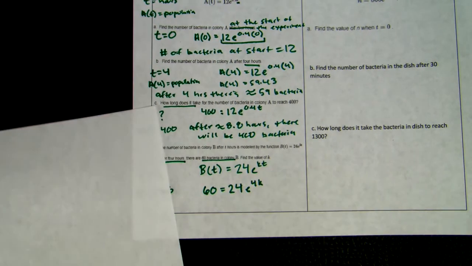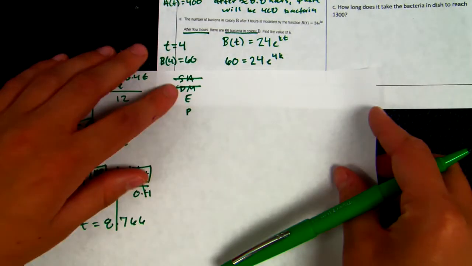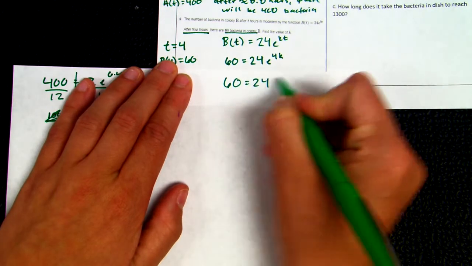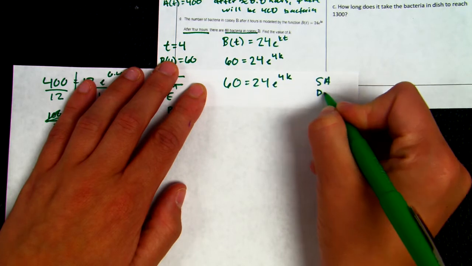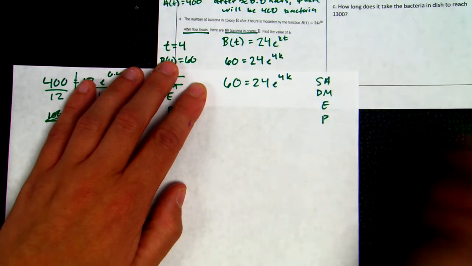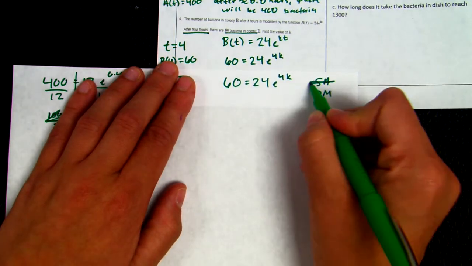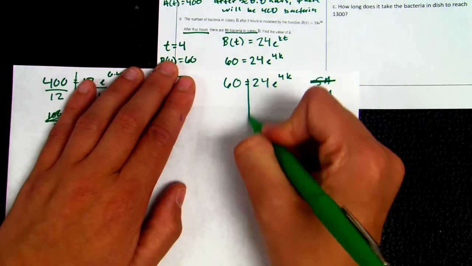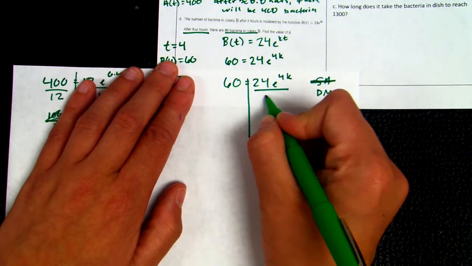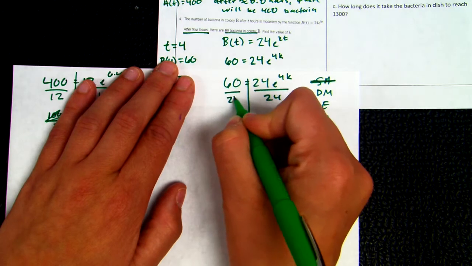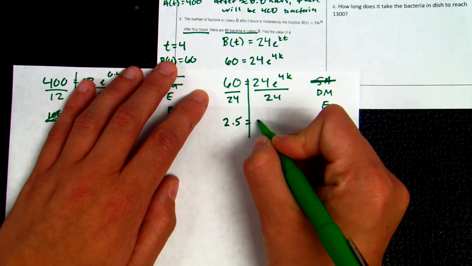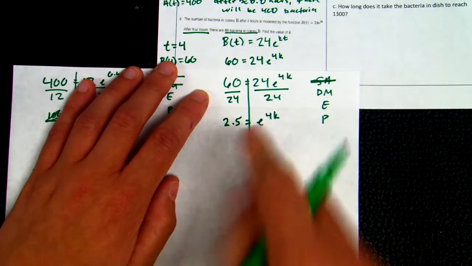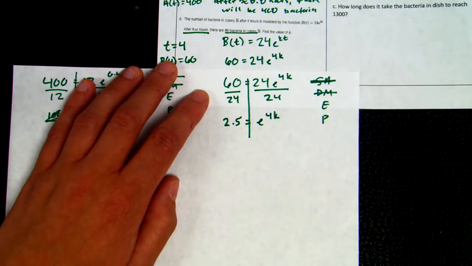And again, I'm going to go over here to solve because I don't have a ton of room. I've got 60 is equal to 24e to the power of 4k. Again, when I'm looking to solve or get a variable by itself, I'm going to use reverse order of operations. I don't see any addition or subtraction here, but I do see multiplication, so I'm going to divide by 24 on both sides first. 60 divided by 24 is going to give me 2.5 equals e to the power of 4k.